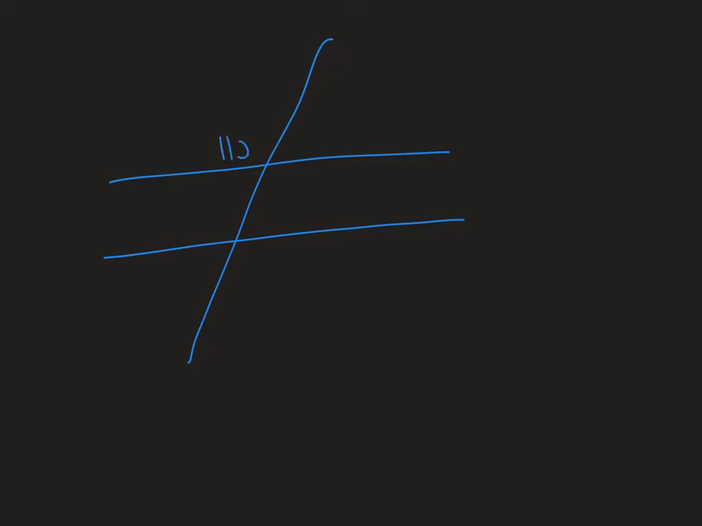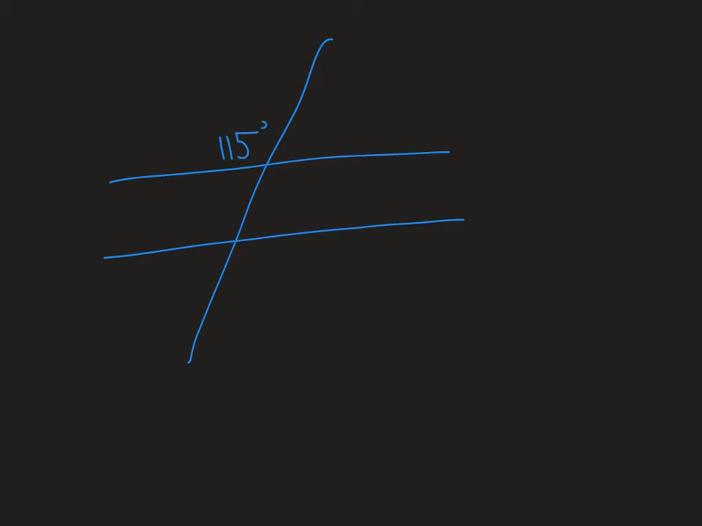Let's take a quick look at an example. So let's say I give you the parallel lines and the transversal, and I tell you that this first angle here is, let's say, 115 degrees.